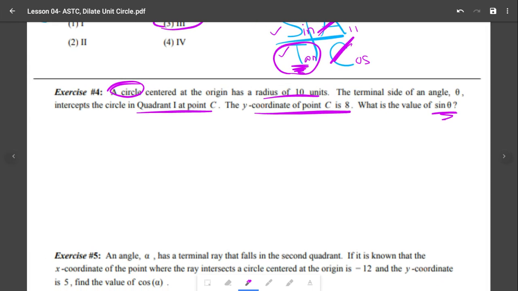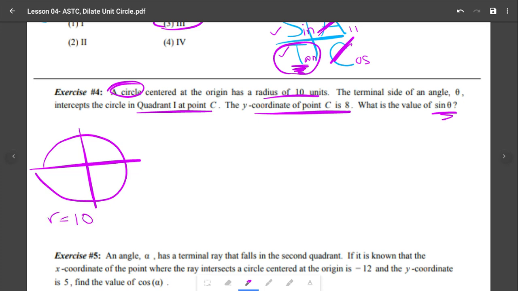So instead, I'm going to draw a picture for this. So we have a circle centered at the origin, and we know it has a radius of 10 units. The terminal side of an angle theta intercepts the circle in quadrant 1. So terminal side, remember, that's just a line that comes out. It's hitting the circle in quadrant 1 at point C.